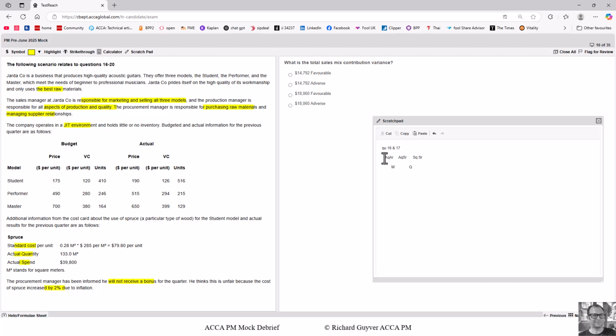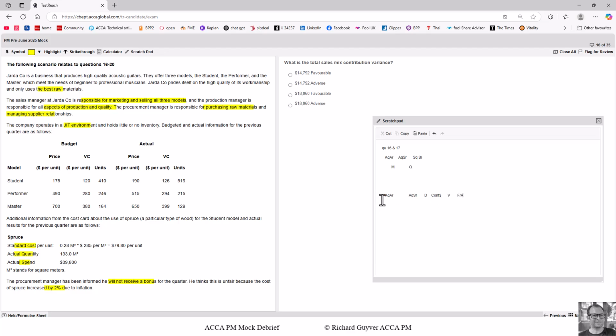For a mix variance, I'm comparing actual quantity, actual ratio with actual quantity, standard ratio, and then for quantity, I'm comparing actual quantity, standard ratio with the standard quantity at the standard ratio. Because we're talking a mix and yield or mix and quantity variance, once we've found the difference between each of these, we multiply by the budgeted, not the actual, and we've got the price and the variable costs, so we need to find the difference between each of these to find the contribution for each. Here's my table.